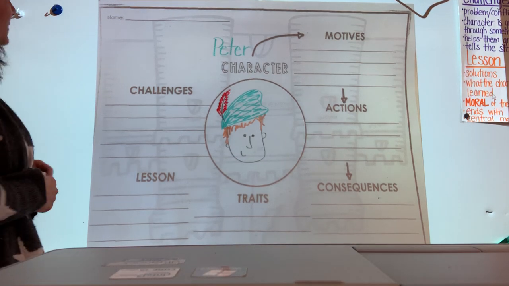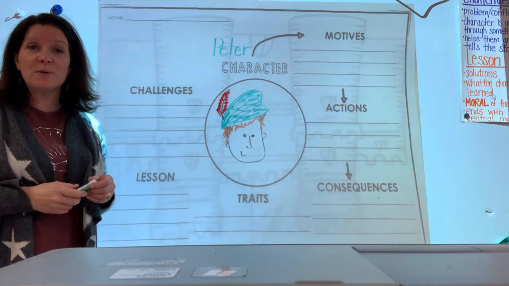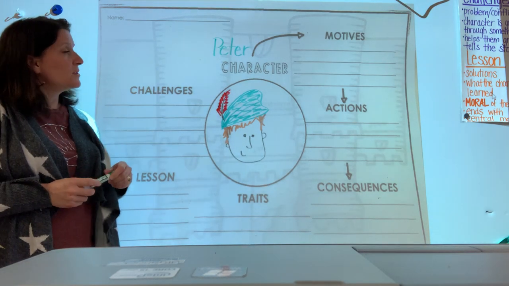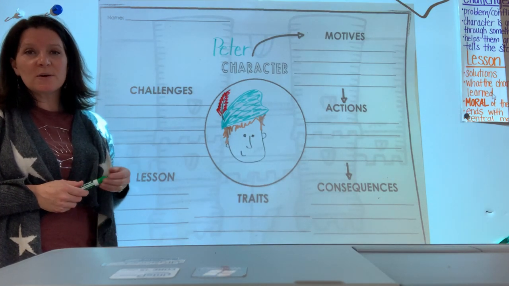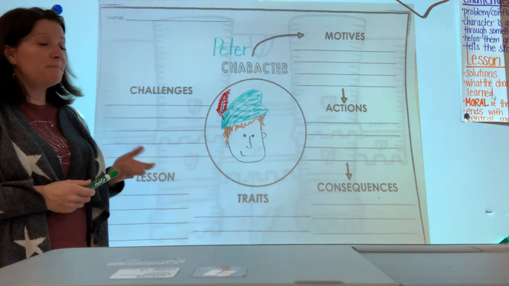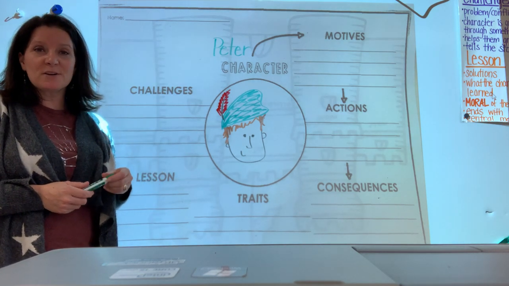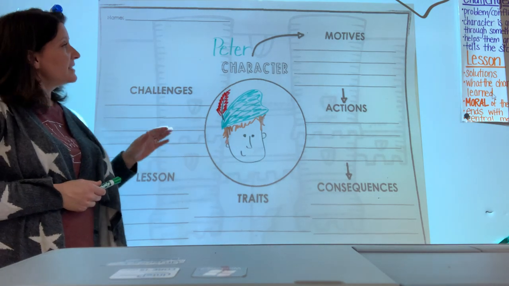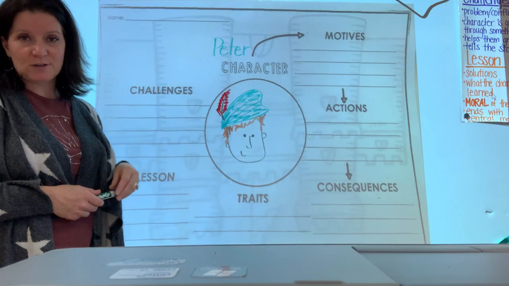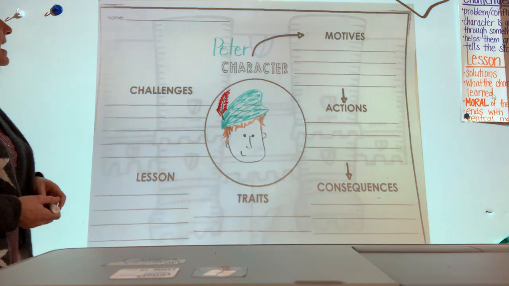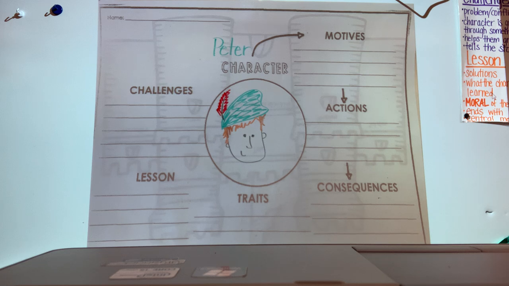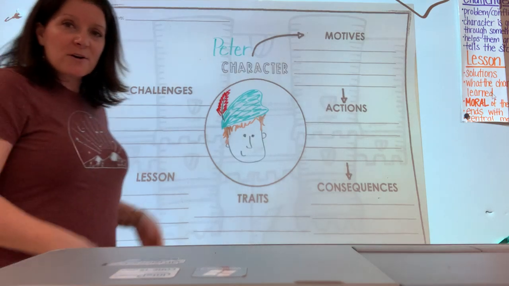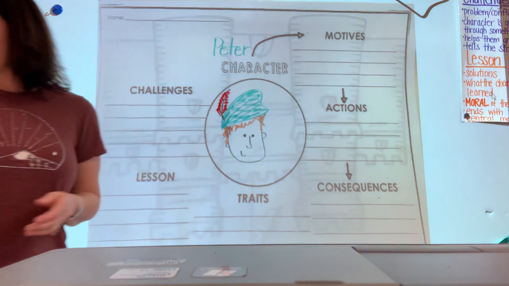Fourth graders. Last week we analyzed the Queen from Snow White and the Huntsman. This week we have read an excerpt from Peter and Wendy, and we read a scene in the bedroom with Peter and Wendy. Today we're going to analyze Peter's character. We're going to take a close look at Peter and see what his motives and actions are. And then on your own, you're going to take a close look at Wendy and think about her as a character and what we know about her.